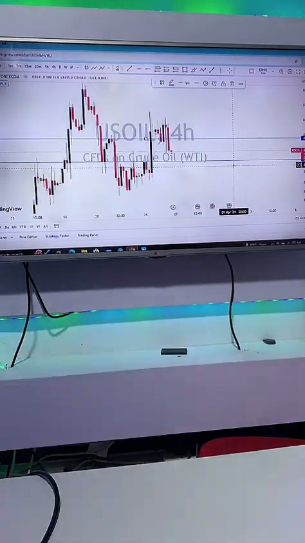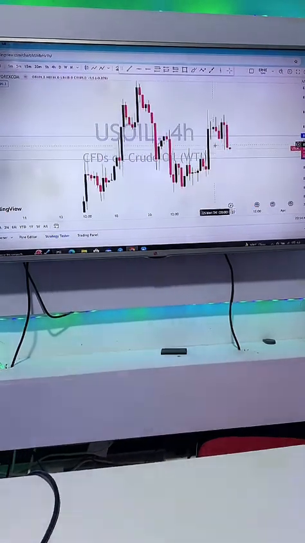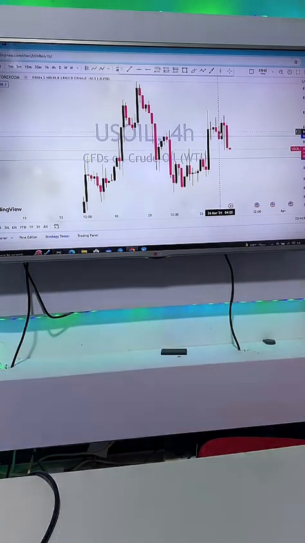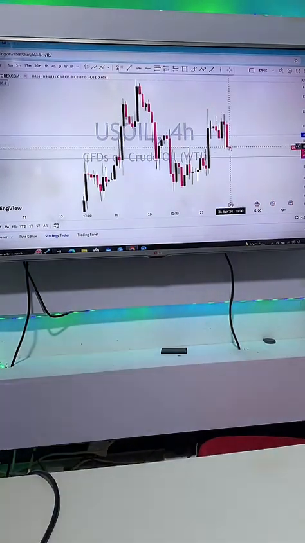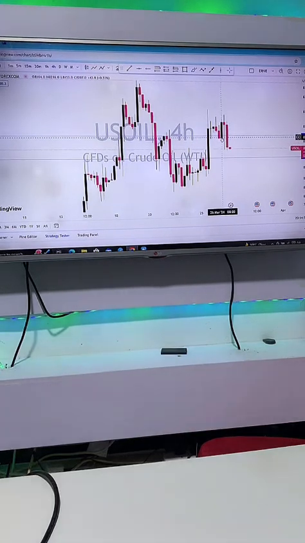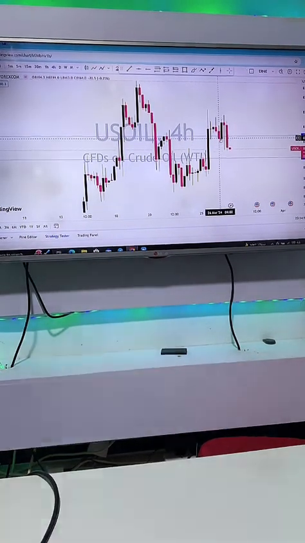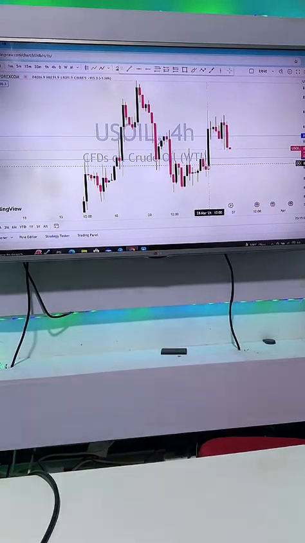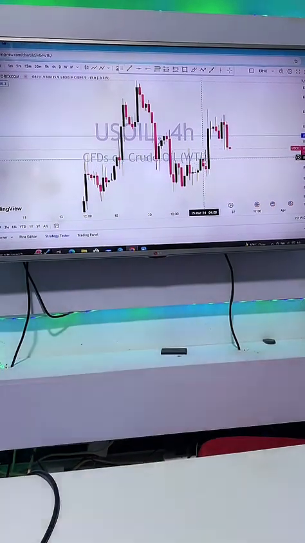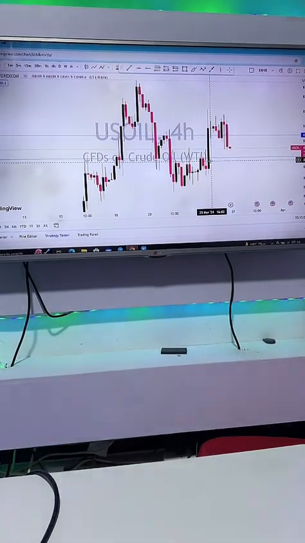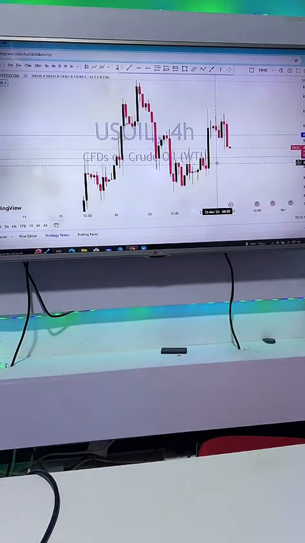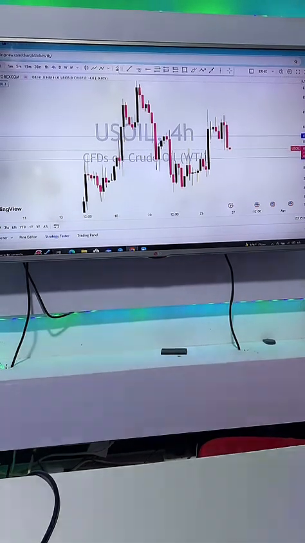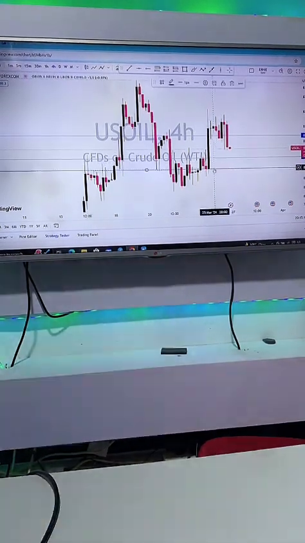Okay, so look at this US oil. You can see that after the strong push to the upside, there was a reversal, and now we see a strong bearish candle closing below the bullish engulfing, right? So the next zone for oil is here. If you are in the sell, keep holding the sell, because it may come all the way here.